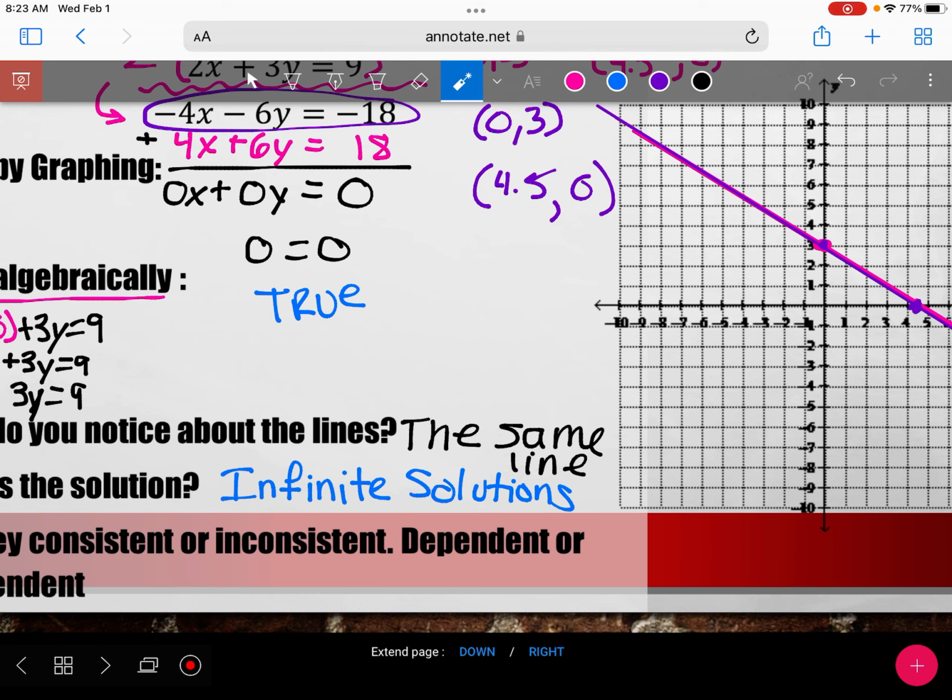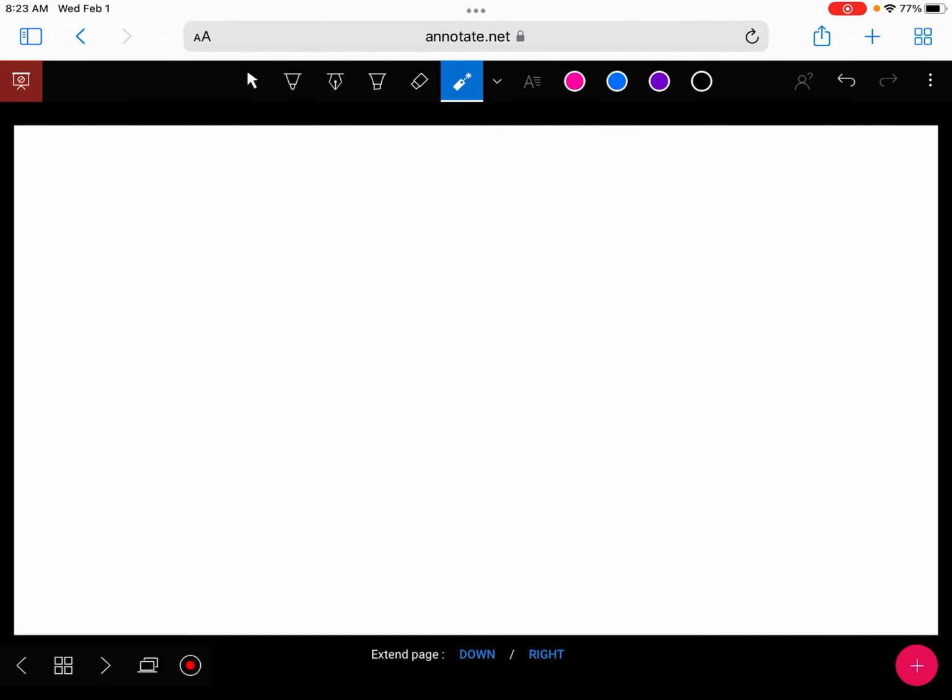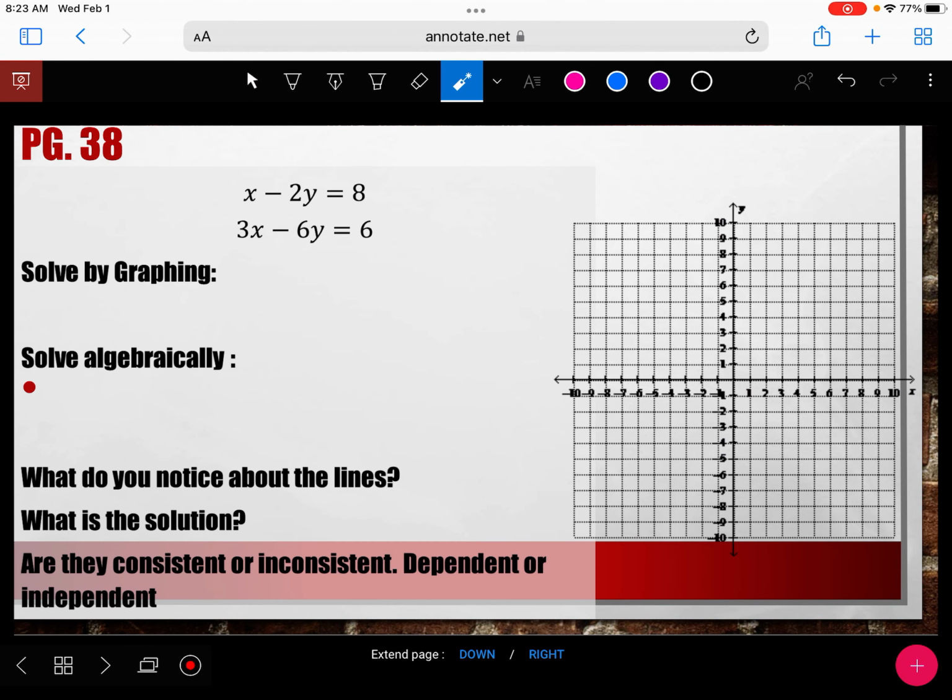So, questions on this one, on our infinite number of solutions and what that looks like. I want to for sure do this one on 38. For sure Z's.